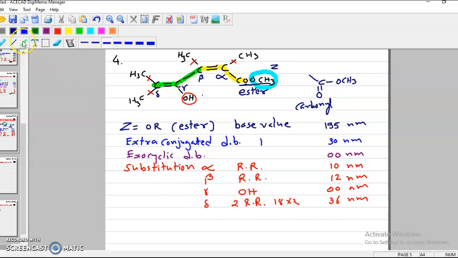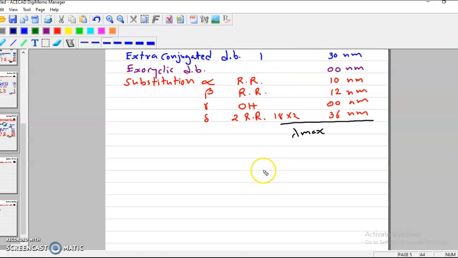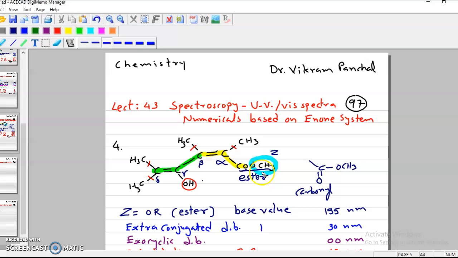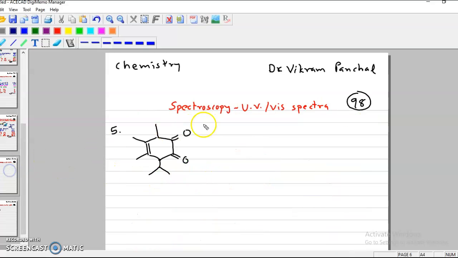And now we know all these things, so we will add all these values and find out lambda maxima for this compound. So that will be your answer for this compound. Now we will go ahead with the next compound, this one.